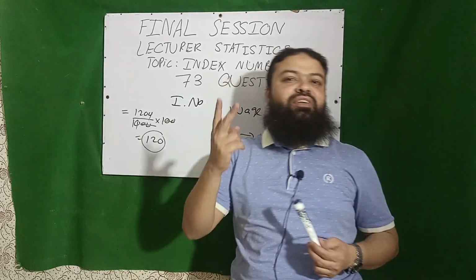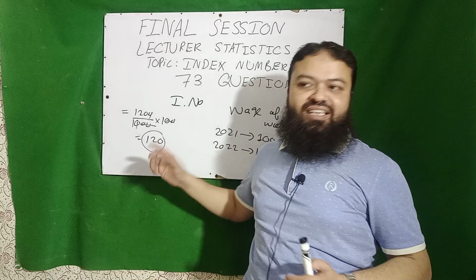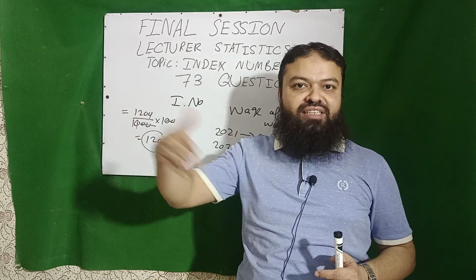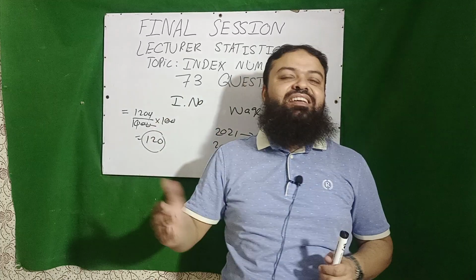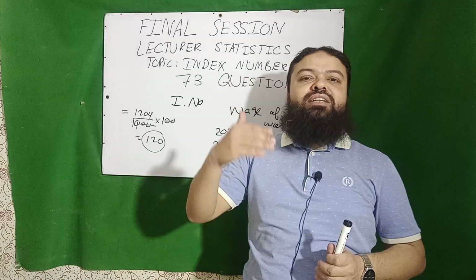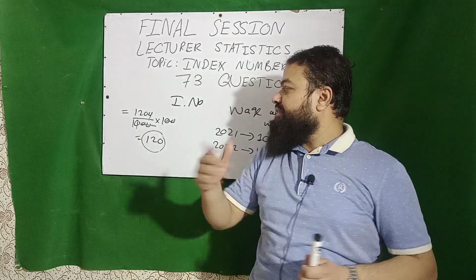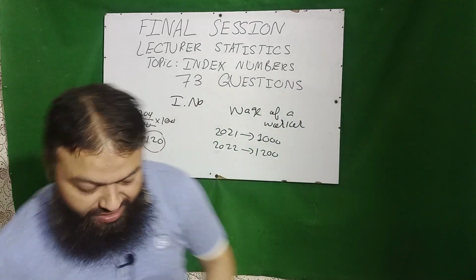Now the new year, current year wage will be 120. There are two meanings of index numbers. The one is there is an increase of 20% in the wage, in the price, in the quantity it can be. And the second meaning is that if in the last year the wage was 100, now in the current year, in the new year, the wage, the salary of the worker is 120 rupees. A very important one.